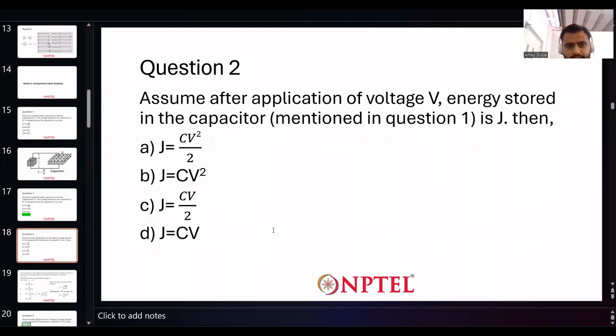Question two: assume an application of voltage V in the same setup. After the application of voltage V, the energy stored in the capacitor is J. Then the value of J is CV square by 2, CV square, CV by 2, or CV. Does anyone know the answer?